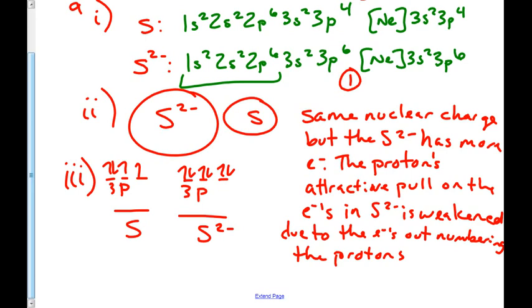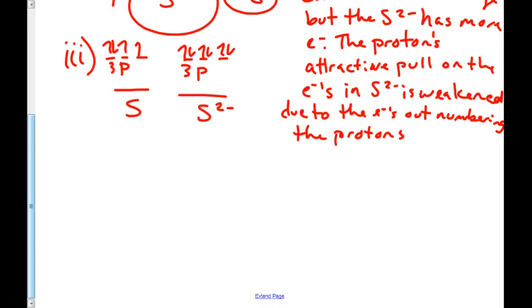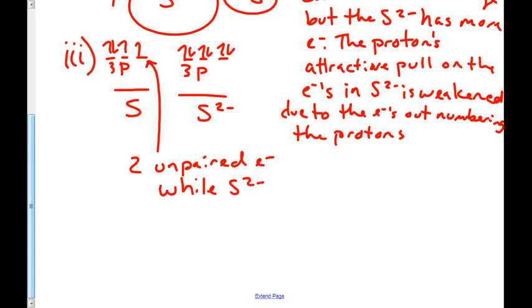The left. Each of these cancels out the polarity of those electrons. These are not being canceled out. So all you have to do is answer the one with the most unpaired electrons, okay? Do not say lone pair, that's a whole different thing. A lone pair is a paired electron. This is an unpaired electron. So it's the S because it has two unpaired electrons, while S2 minus has none, that's zero.